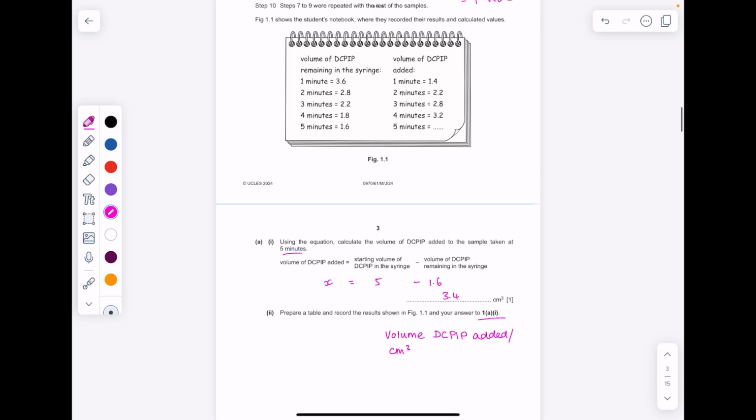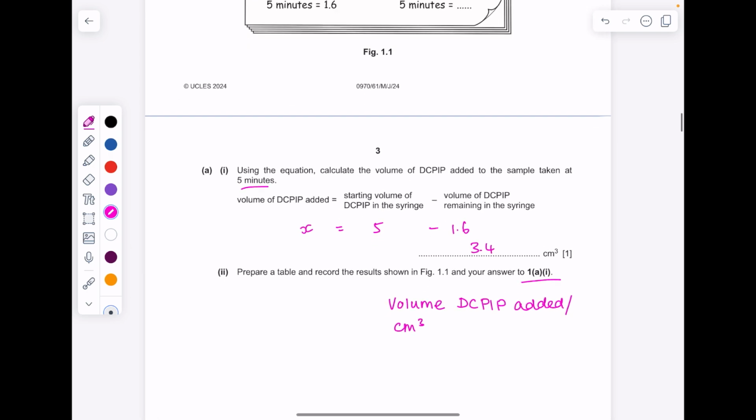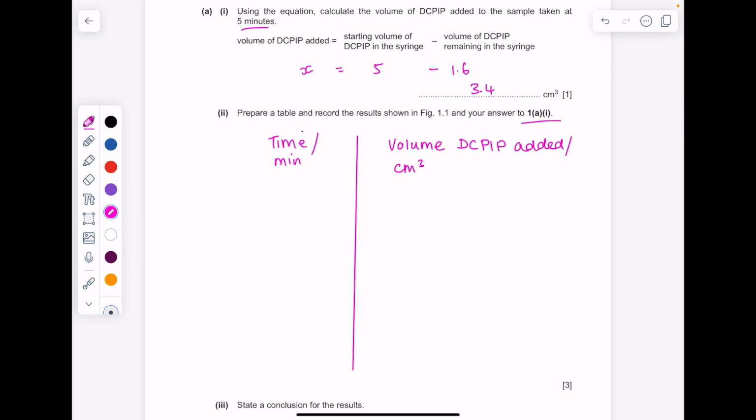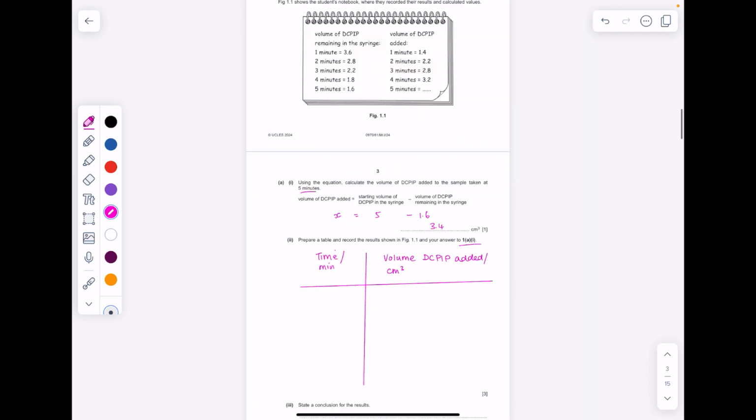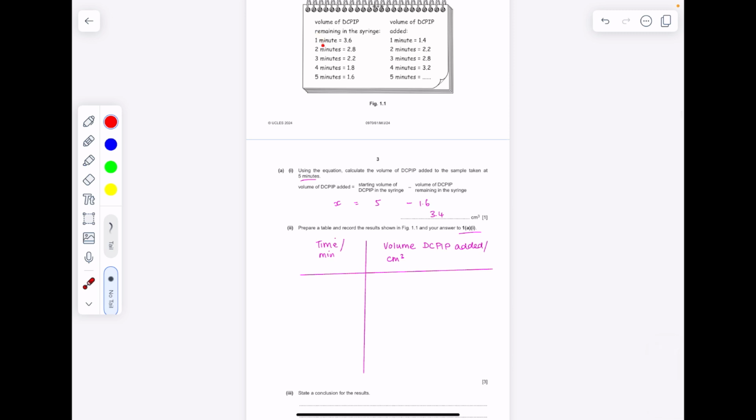And then what is our independent variable? What are we changing? Well, it's the time. So that goes in the left-hand side of my table. The unit of time was minutes. Let's create my table. Let's go up in order. So 1, 2, 3, 4, 5 minutes. Do not include units in the body of your table. And then the volume added of all of these values. And that's how you ensure you get 3 marks here.